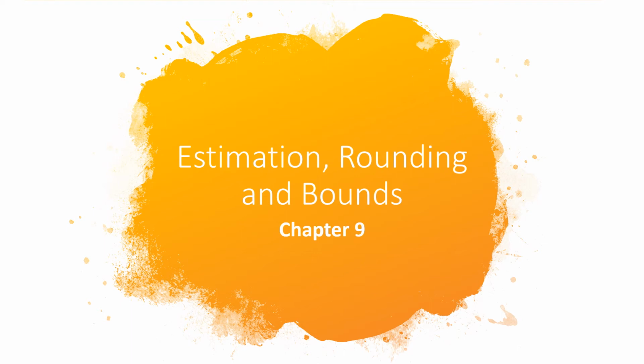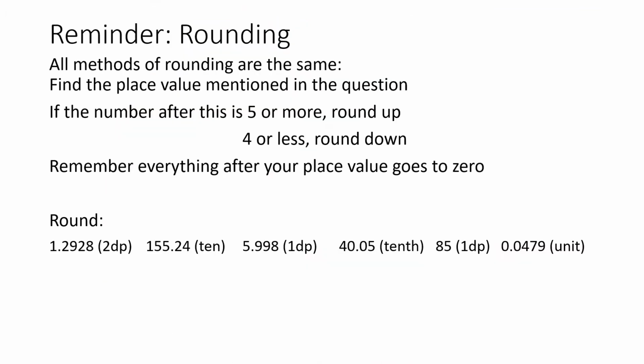Okay folks, this week we're going to stop looking at probability and start looking at some good old-fashioned number work: estimation, rounding and bounds. So I will give a little reminder of rounding before we go any further. This is something that I think was back in chapter 1, but just to point out that all methods of rounding are essentially the same, it's just where you decide to round it.